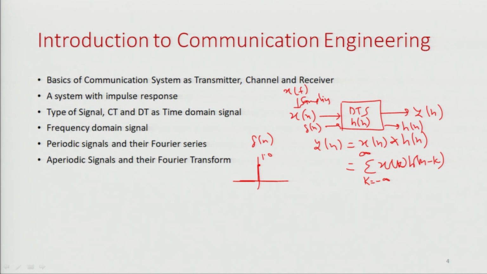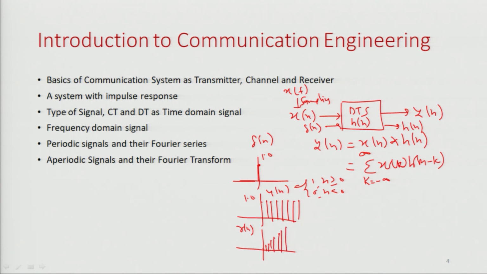Another signal in the discrete time domain is u[n]. Its value is 1 for n positive and 0 for n negative. Similarly, r[n], which is nothing but the sampled version of r(t). This is r[n], given as n times u[n], and 0 for n negative. Now, in the time domain, the input x[n] linearly convolved with h[n] gives the output y[n].